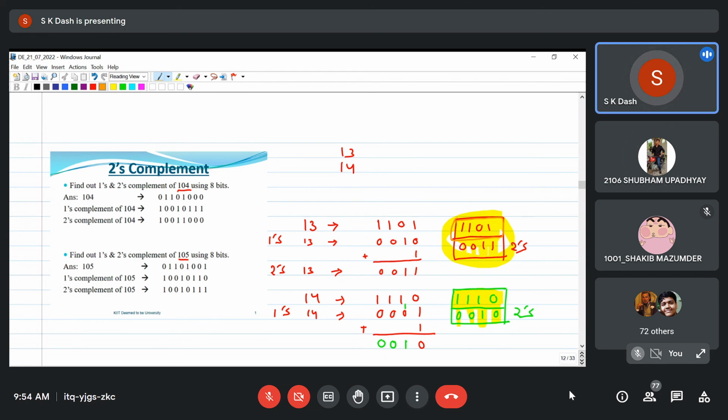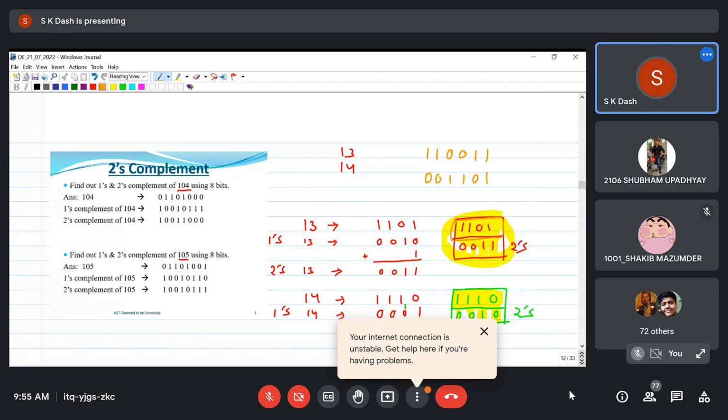Any binary number. 110011. So what I will do? I will copy from this least significant bit. So I copied one. Because I got the first one, then it will get interchanged. This one will become 0, this 0 will become 1, this 0 will become 1, this one will become 0, this one will become 0.